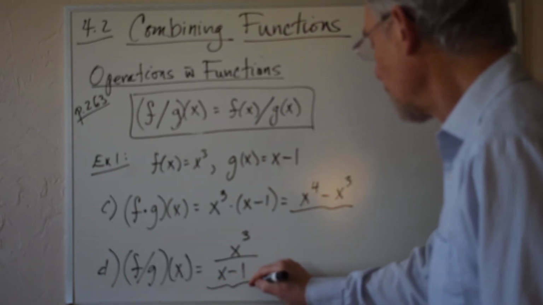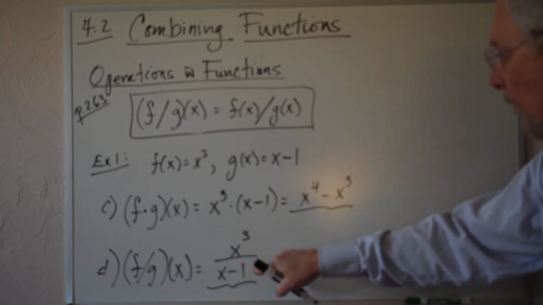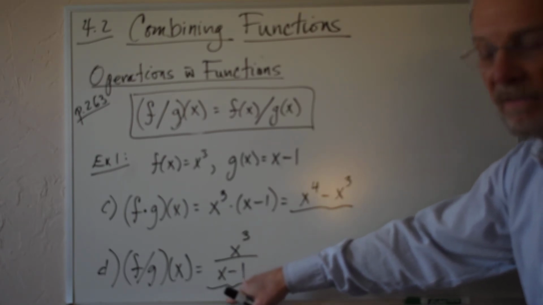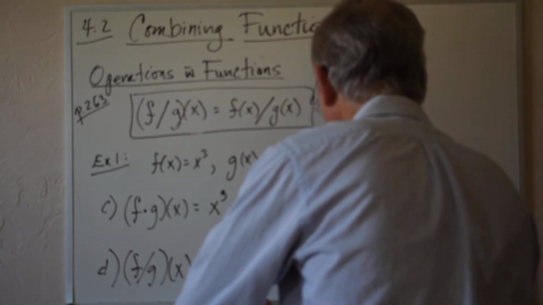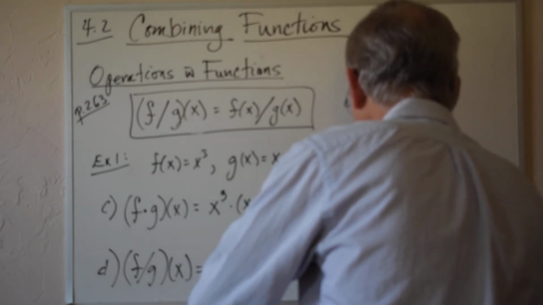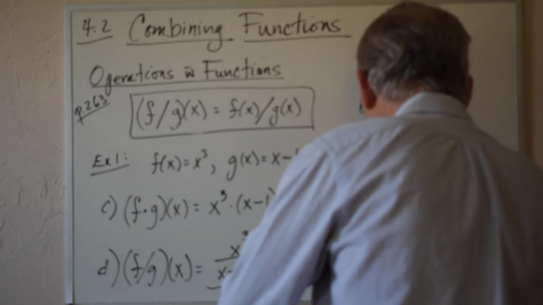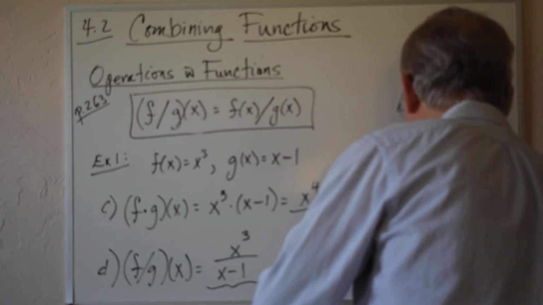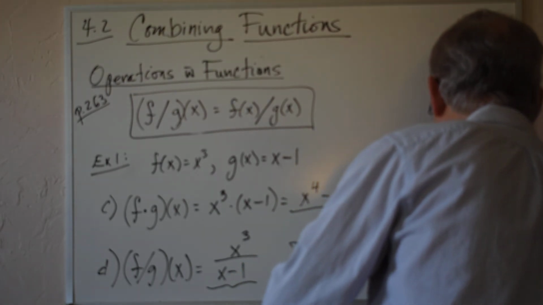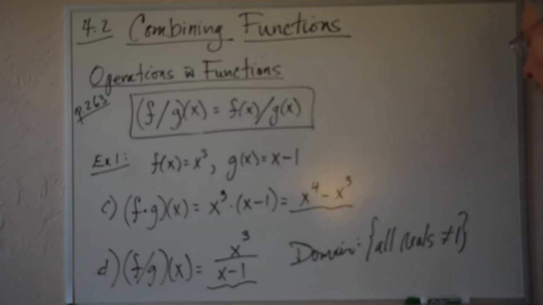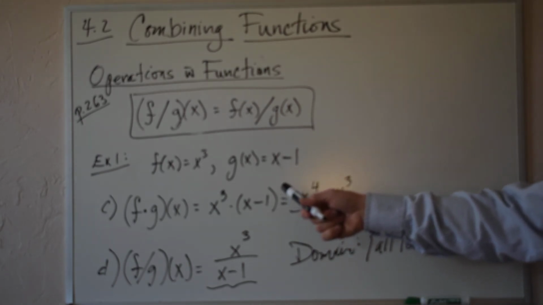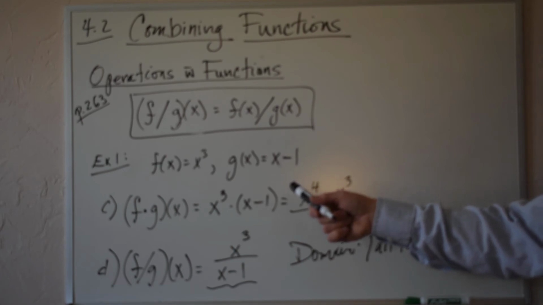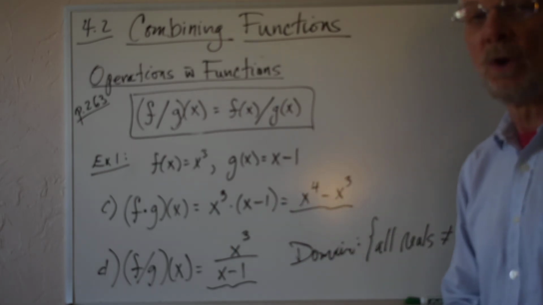Notice in the domain we cannot have x equals 1 because it would cause the denominator to go to 0. So I could write that idea down this way. The domain is all reals not equal to 1. In the other three parts, since we weren't doing any division in any of those calculations, there was no restriction on the domain.